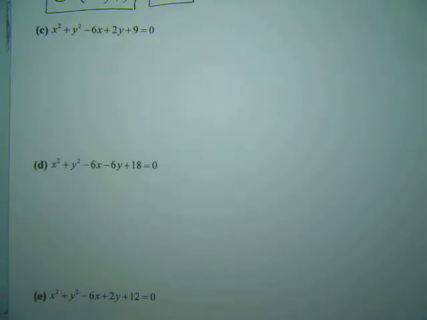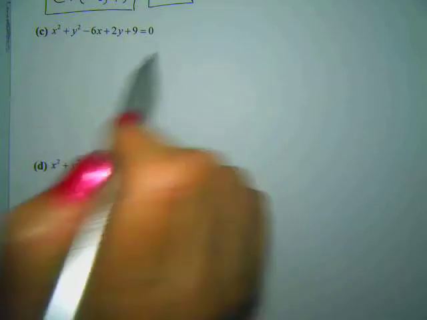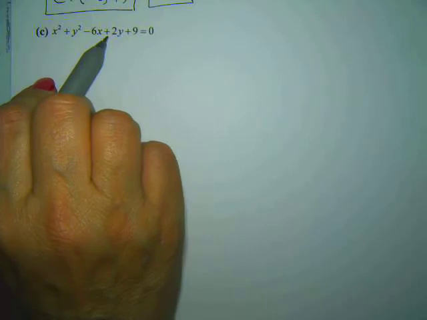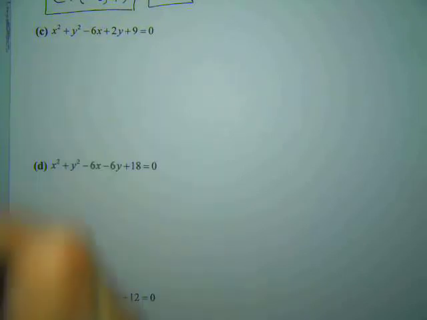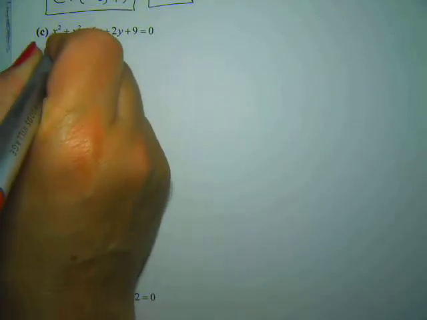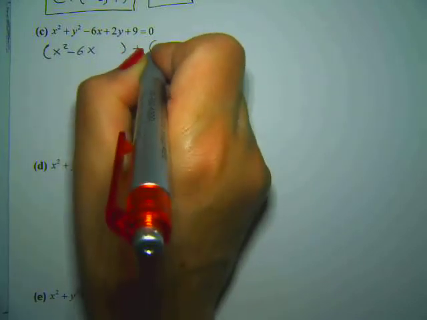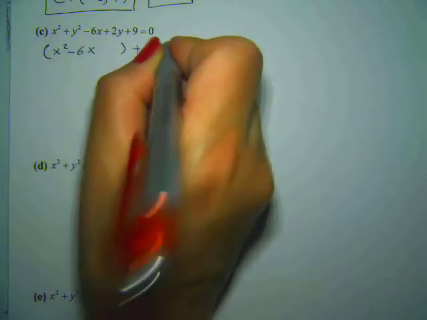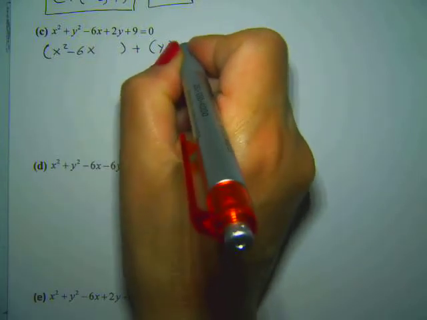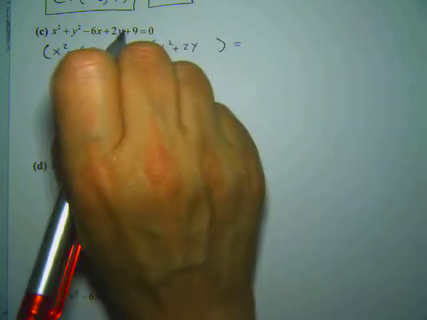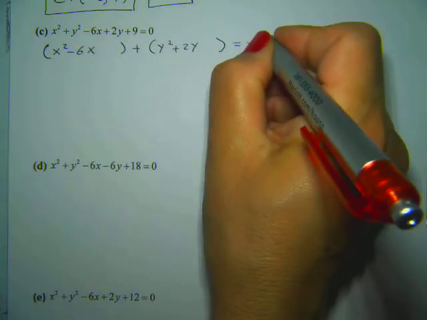Okay, so let's look at the next one, which is not already in the x's together and y's together. X squared plus y squared minus 6x plus 2y plus 9 equals 0. So remember, you need to put the x's together. So I have x squared minus 6x, leave a space to complete the square, plus I have the y squared and a plus 2y, leave a space to complete the square, equal to, move the constant to the right hand side.